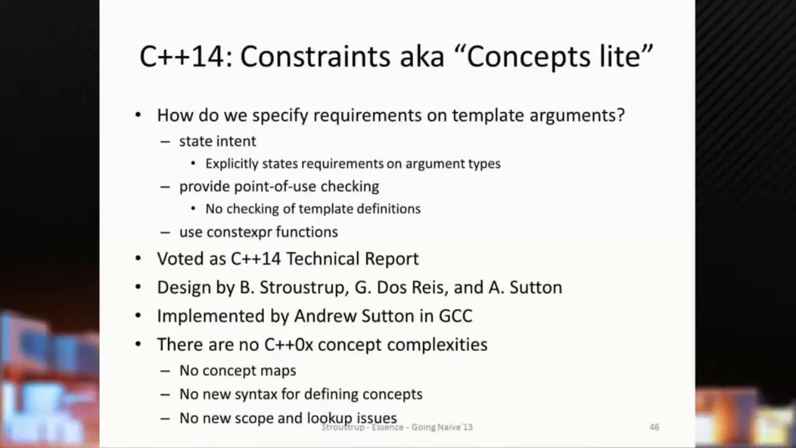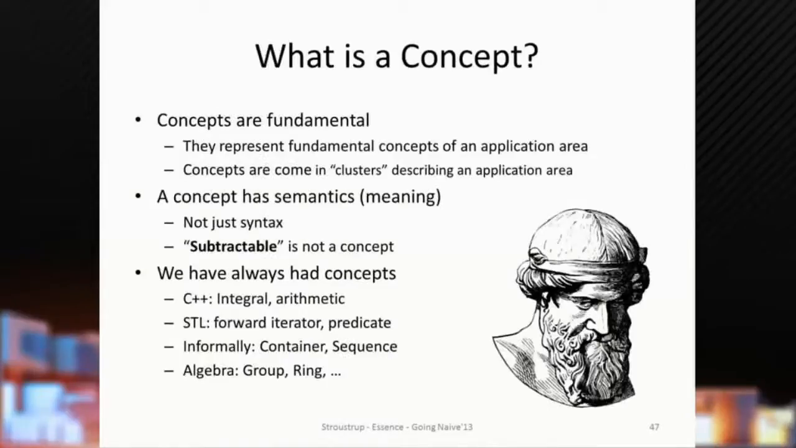And basically, for those of you who have lived through the horrors of the C++0x concepts, there are no concept maps, there is no new syntax, and there are no scope and lookup issues. The specification is very much simpler. So the first thing we had to ask ourselves when working on this is, what is a concept?